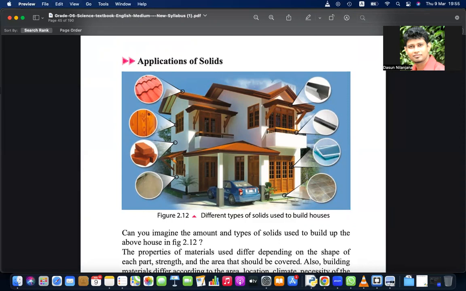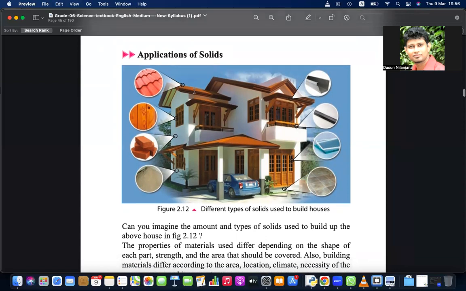Most of the time, to actually build things we use solids, but liquid and gas are also used, though solids are heavily present in our environment. Tiles, and then you can see the roof, door, bricks, sand, glass, rubber, iron, all these are solids.